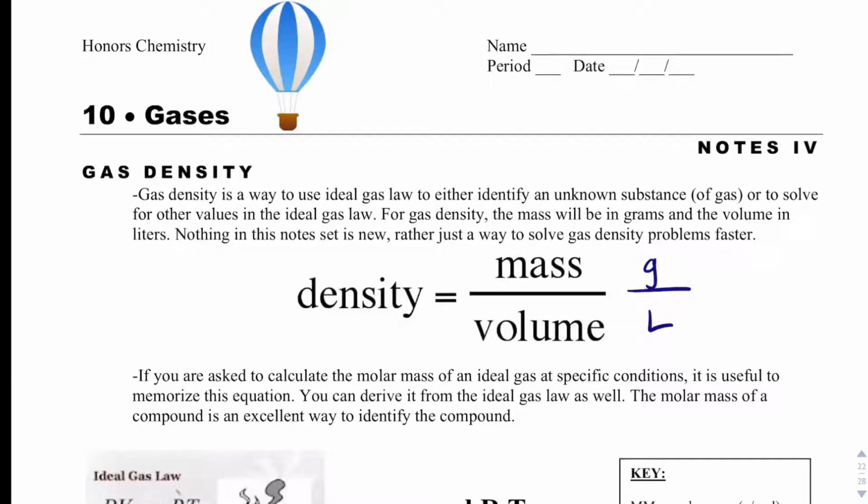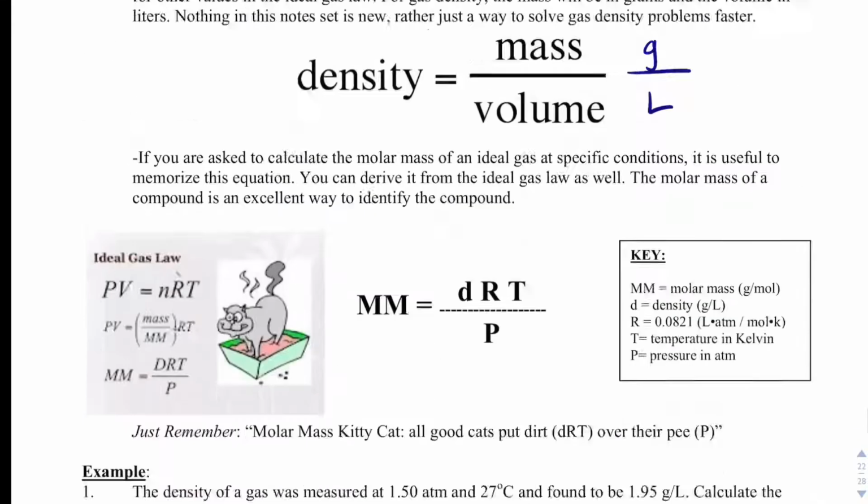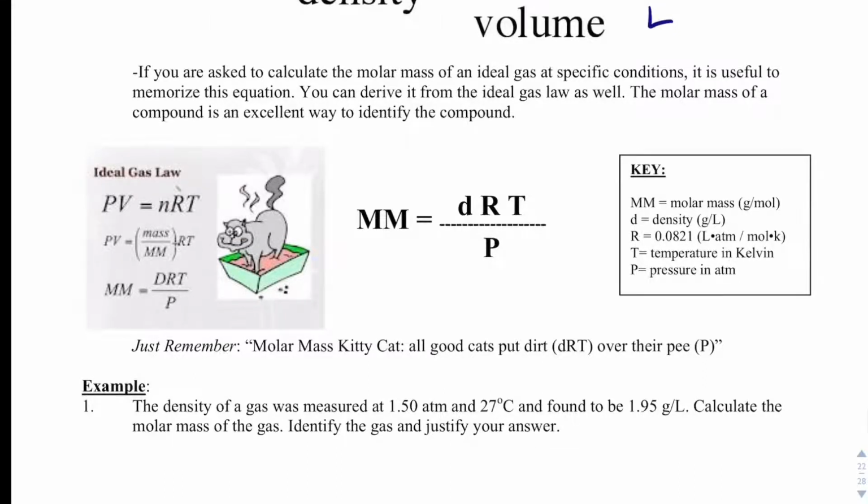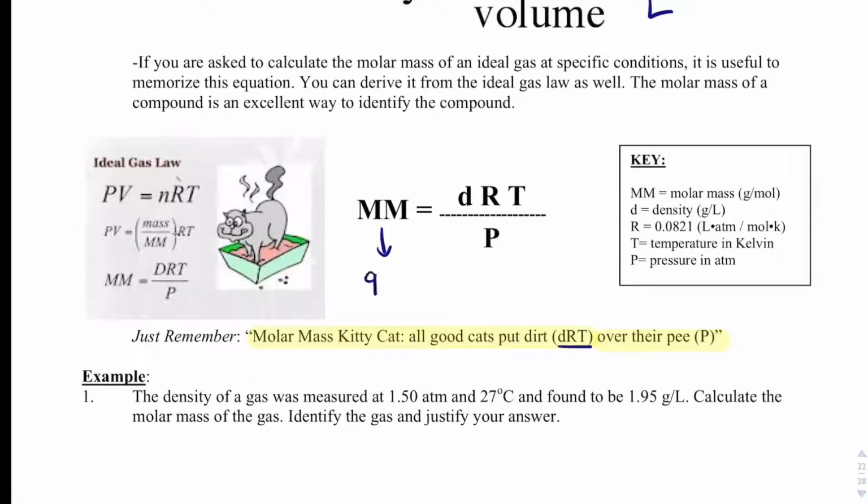If we're going to use this formula, we need to make sure our mass is in grams and our volume is in liters. And the formula is molar mass equals density times gas constant R times temperature in Kelvin divided by pressure in atmospheres. A way to remember that is: molar mass, kitty cat. All good cats put dirt, or density, gas constant, temperature over their P, or pressure. Okay, so let's just see how this works. And remember, when we solve for molar mass, it is going to be in units of grams divided by moles.